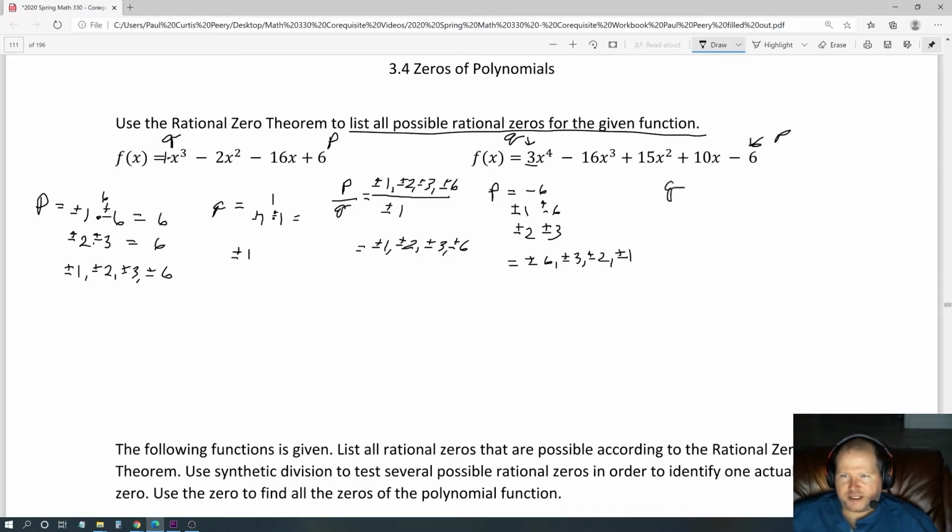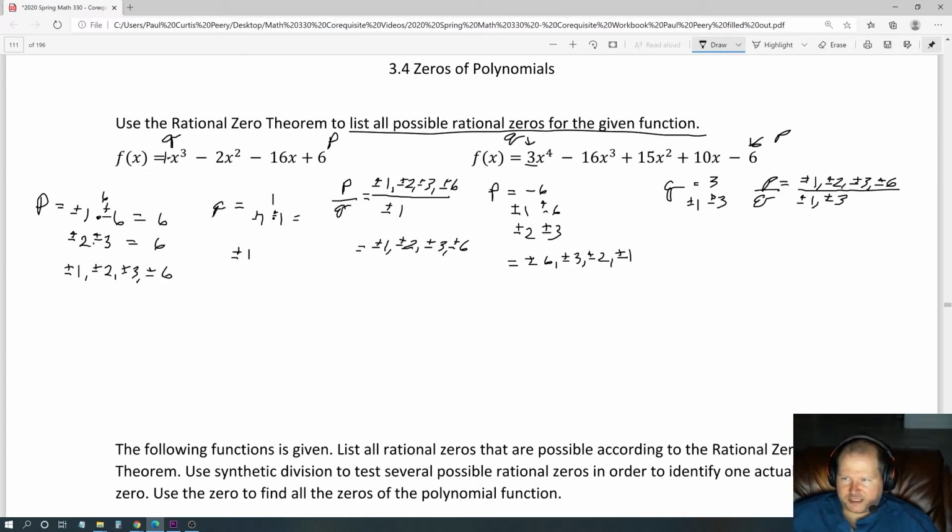All right, so now let's find q. Well, q we're going to get from the 3, and that will give me a 1 and a 3, right? 1 times 3 is 3. So we have plus and minus 3 and plus or minus 1. Okay, so now we put p over q. Well, what is p over q? Well, p over q is equal to the list of plus or minus 1, plus or minus 2, plus or minus 3, and plus or minus 6. I know it went in reverse order before. It doesn't really matter. You're going to simplify them all out. And then plus or minus 1 and plus or minus 3.